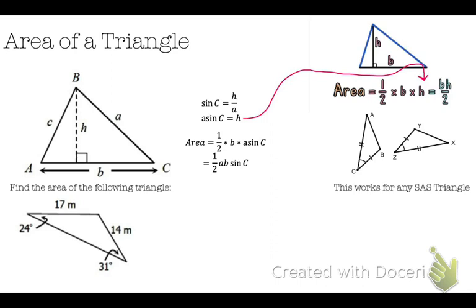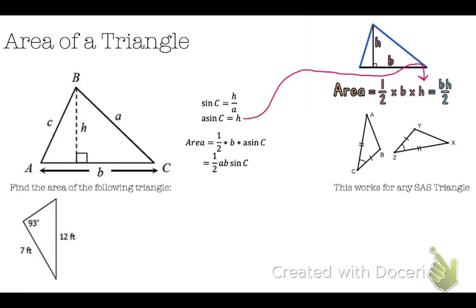Okay, this one. This isn't side-angle-side, but I'm given two angles and two sides, so I could find that other angle easily. Just do 180 minus 24 minus 31 and I get 125. So then this is going to be 1/2 times 17 times 14 times the sine of 125, which is approximately 97.5 meters squared.